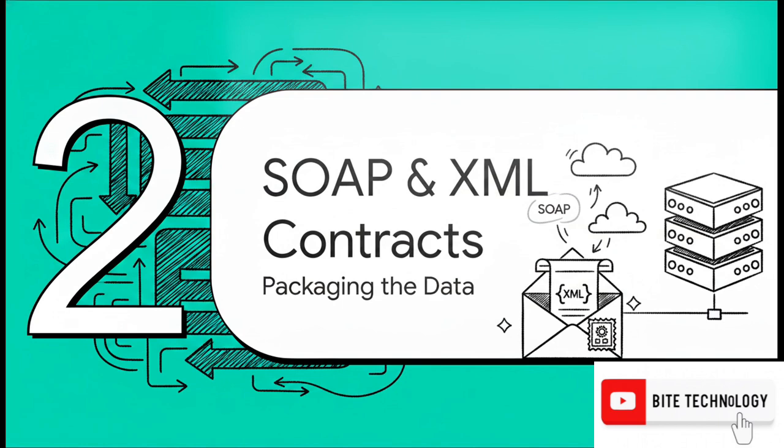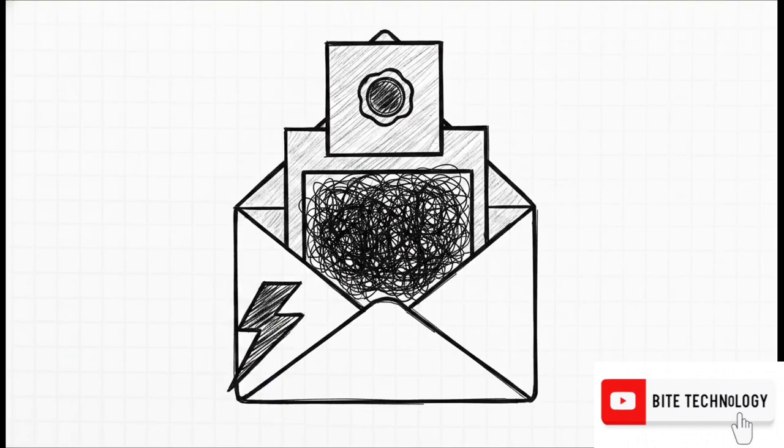Okay, moving to our next topic, SOAP and XML contracts. Let's peel back the next layer and see how this communication is actually formatted and packaged, specifically for a type of backend system known as SOAP. The crucial thing to remember here is that a SOAP web service strictly uses XML. That means every single message you send to the server has to be packaged in a very specific structure if you want it to be understood.